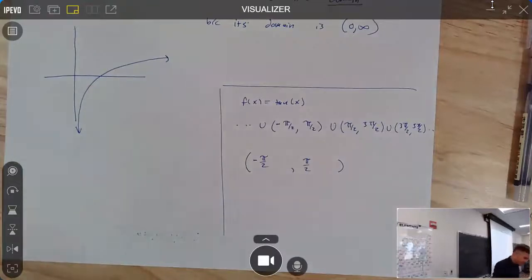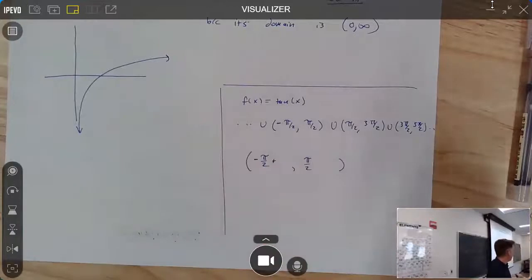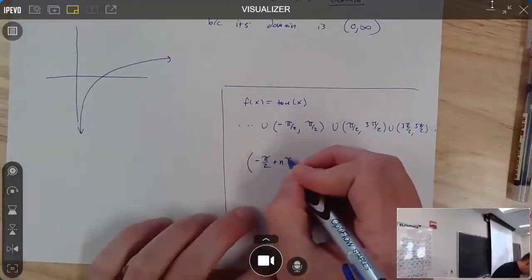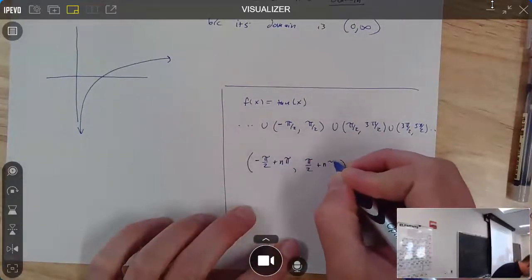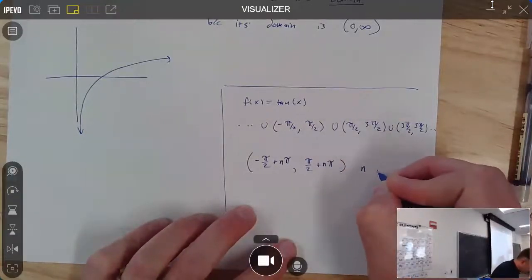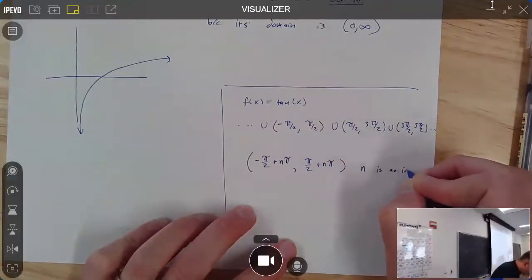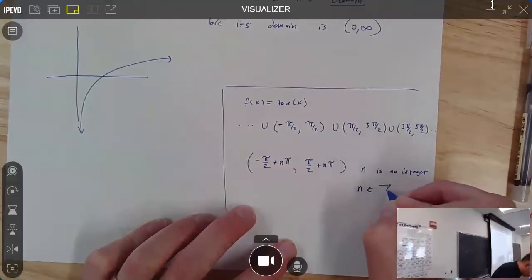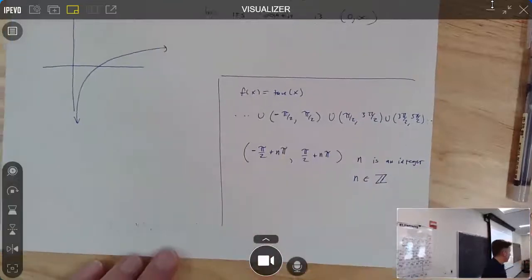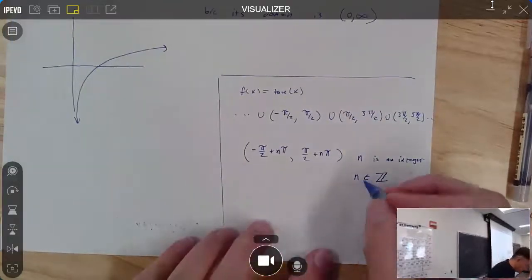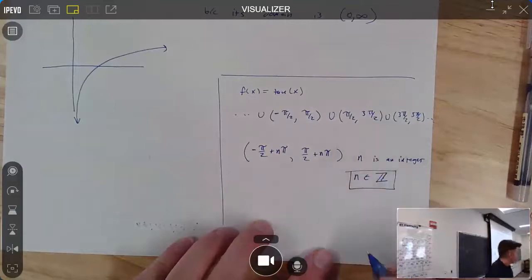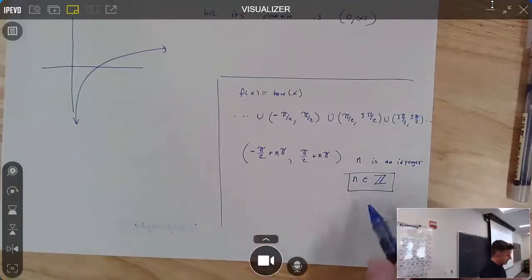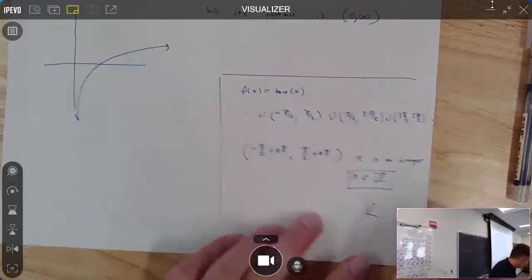So really, or people use k, but I'm going to add n pi and n pi, and say that n is an integer. Or if you want to be fancy about it, you can say n is an element of the set of integers, which is that fancy Z thing. That means n is an integer. Fancy Z is the set of all integers. I don't know why they use Z, but they do, just like fancy R is the set of all real numbers.